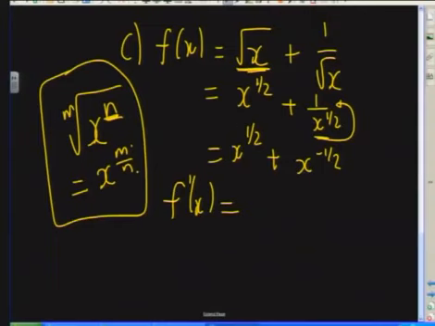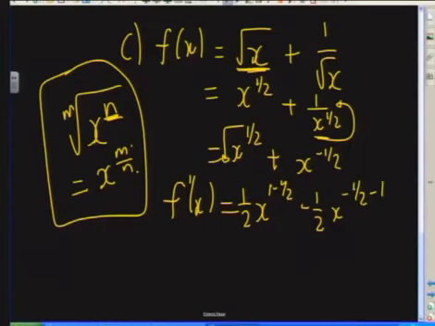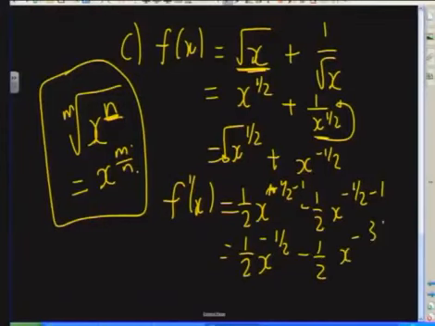Now I derive. It's going to be a half times x to the power 1 minus a half, x to the power minus a half minus 1. All right, we're going to quickly try and finish this. So it's going to be x to the power of minus a half times x to the power minus 3 over 2.